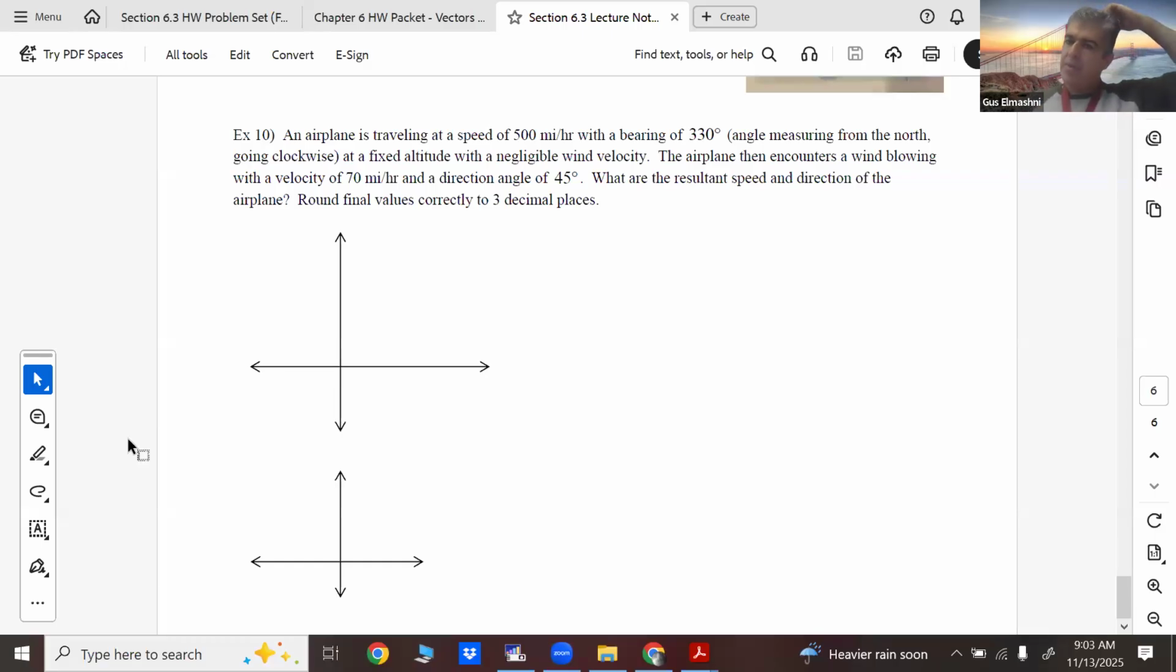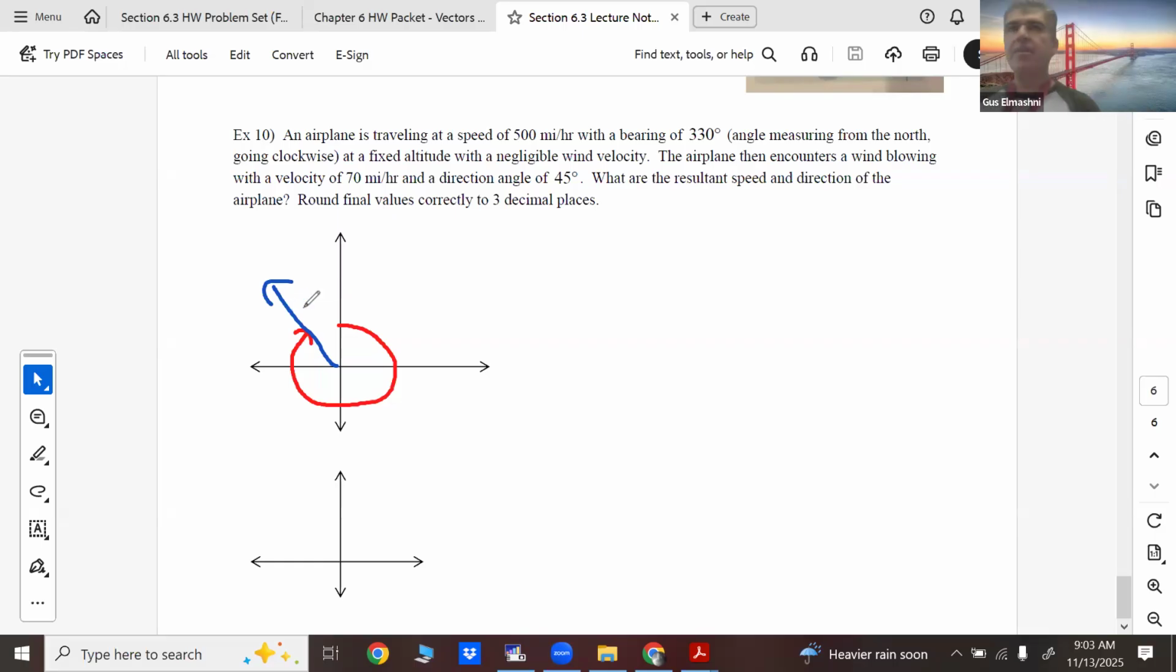But for bearing, the way this works, if you assume you start north and go clockwise, the airplane has a bearing of 330. What that means is, you start in the north direction and you go 330 clockwise. Tell me when I should stop. Keep going. Keep going. Stop. Okay, good. So for example, what would this angle be right here? Good. W30, right.